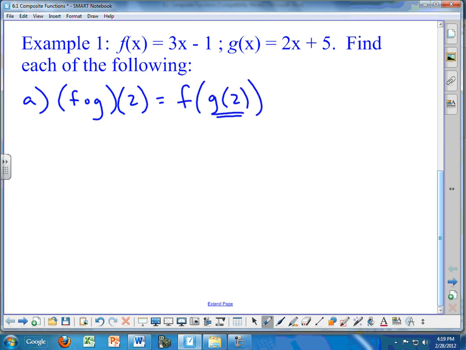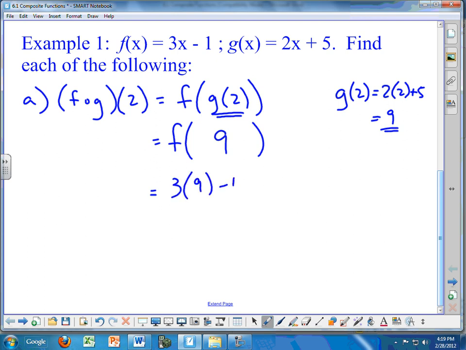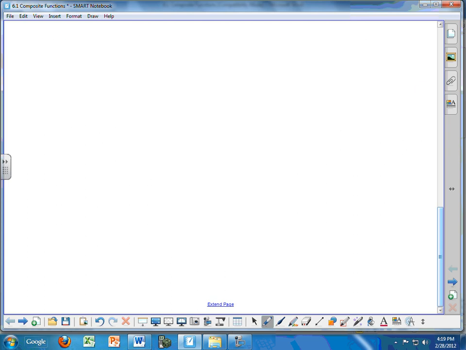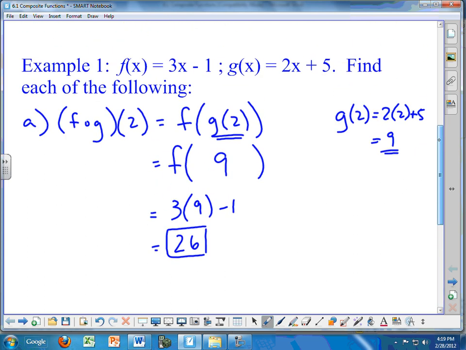So we're going to plug the 2 into g first. So that would be f of whatever answer we get for g of 2. Let me just calculate g of 2 over here. G of 2 is 2 times 2 plus 5, or 9. And so that number is going to go right here, f of 9. And this time we're going to place the 9 in the f function. So 3 times 9 minus 1, or 26, and that's the answer to f of g of 2.